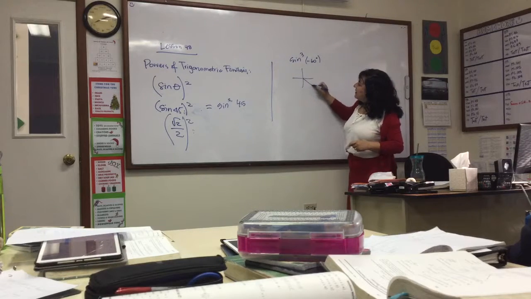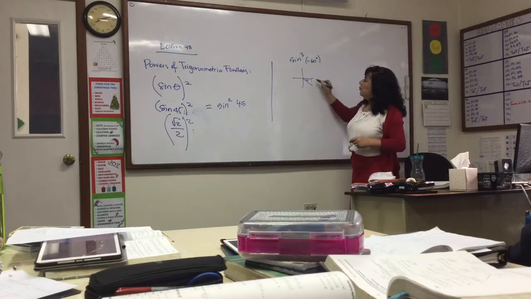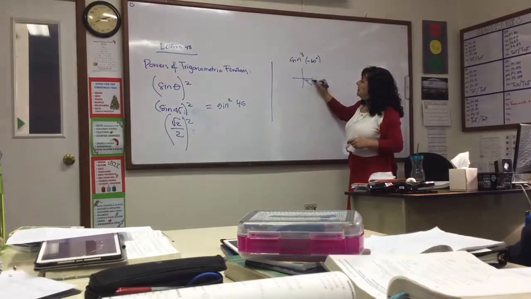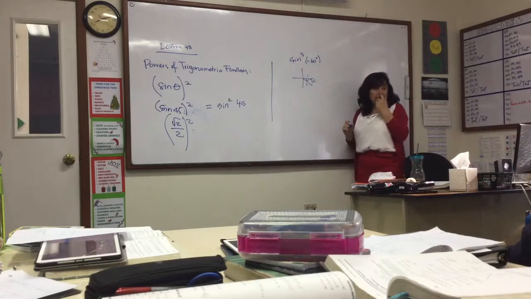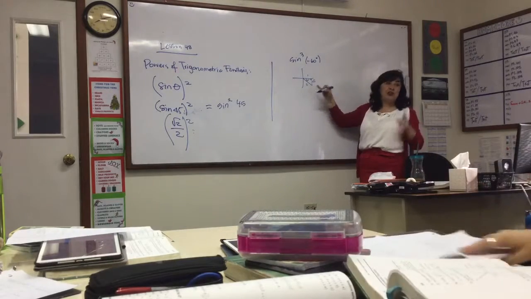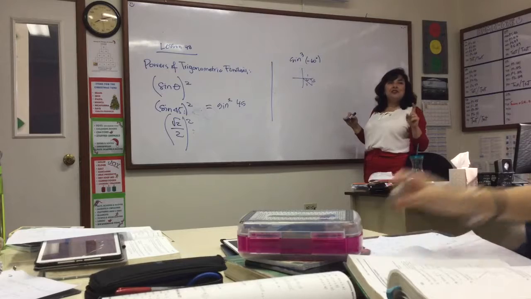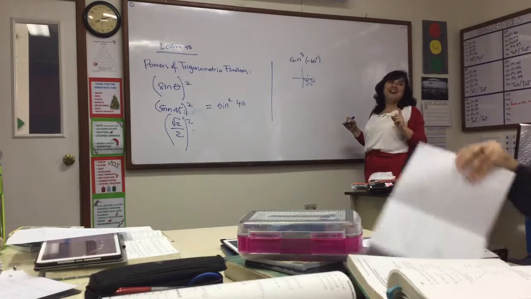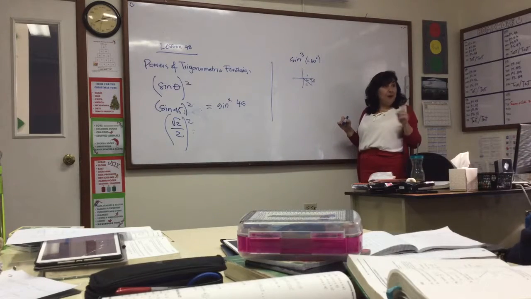So negative 60 is here. This is 60. So we know that this is 1, this is 2, and this is square root of 3, right? I think it's the other way around. No, it's got to be opposite the 30. The shortest side always goes opposite 30, and the hypotenuse is always 2.